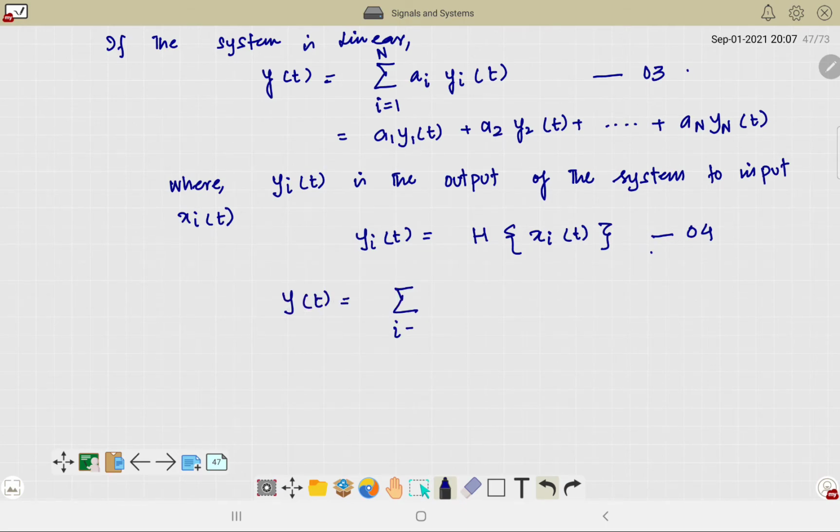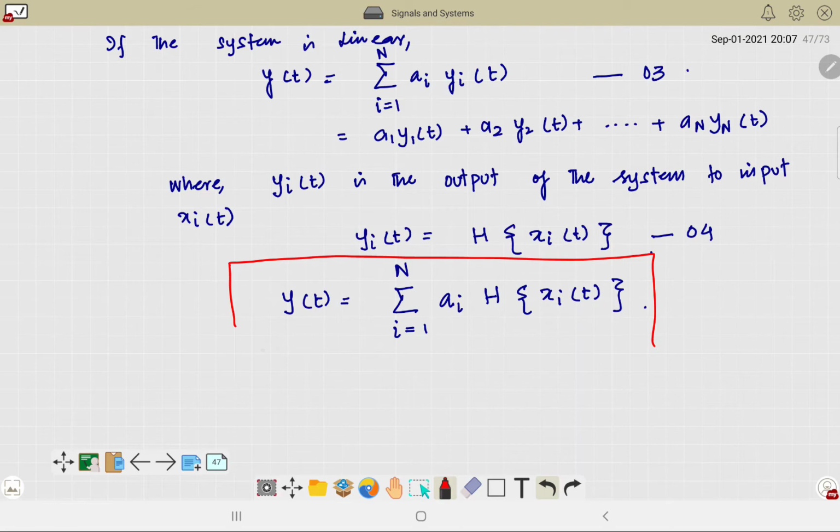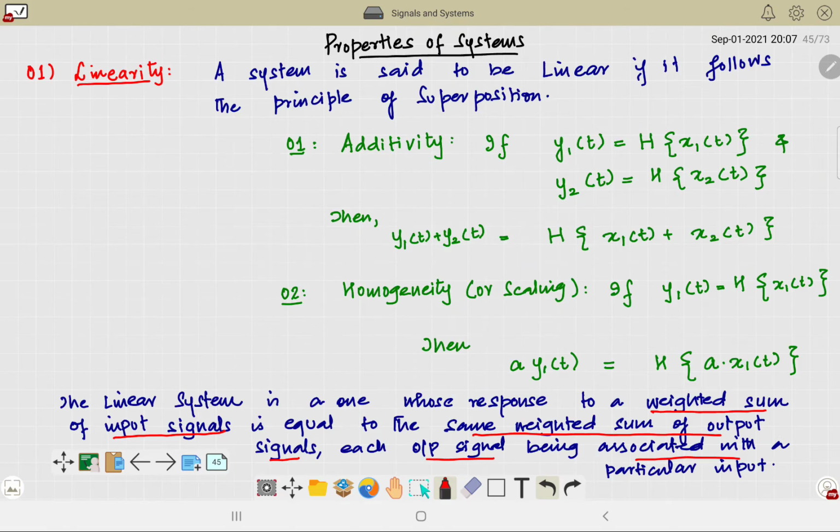So if I substitute this here, what I will get is that y of t will be summation i running from 1 to n of ai h of xi(t). So this is a general expression for the output of a linear system. Generally speaking, I'm not restricting to only two signal components x1(t) and x2(t). It's a general thing. To summarize, if you have to check for linearity of a particular system, you have to ensure it follows the property of additivity and homogeneity.